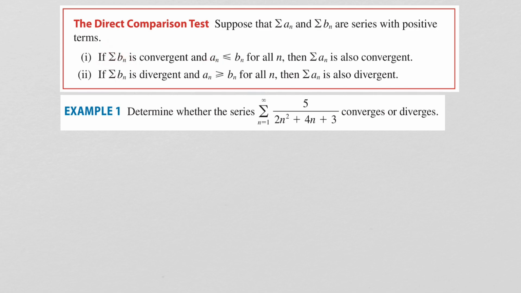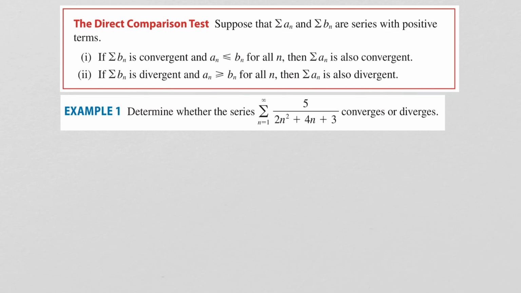the smaller series also converges. Likewise, if the summation of b_n is divergent, and if a_n is greater than or equal to b_n for all n, then the series summation of a_n is also divergent. So if a series diverges, then a series that is larger than that also diverges.